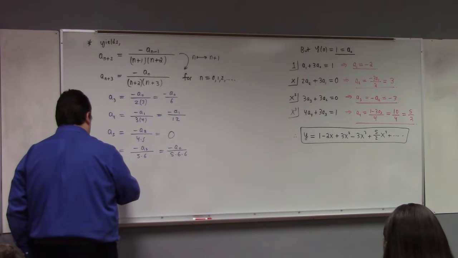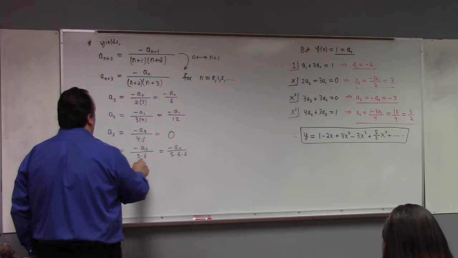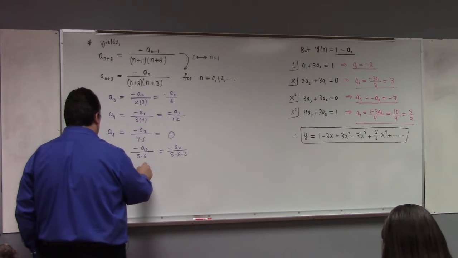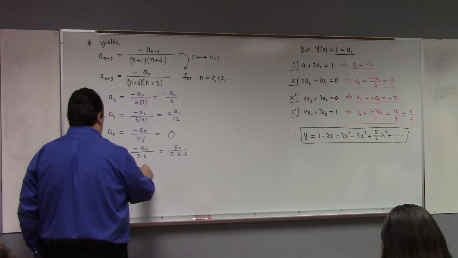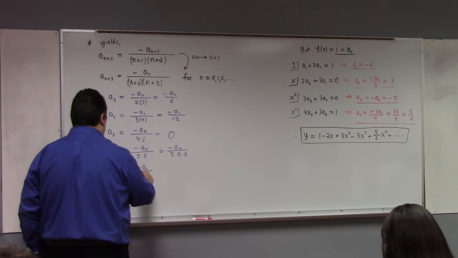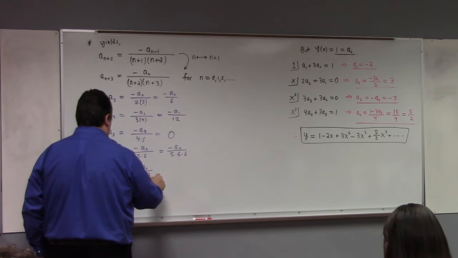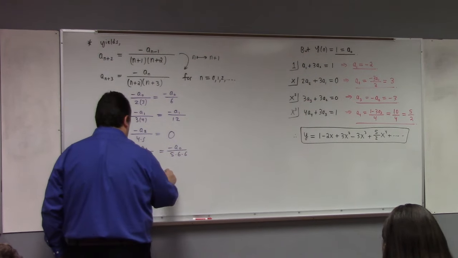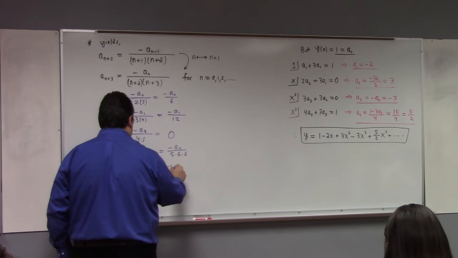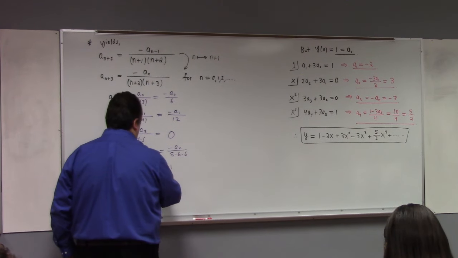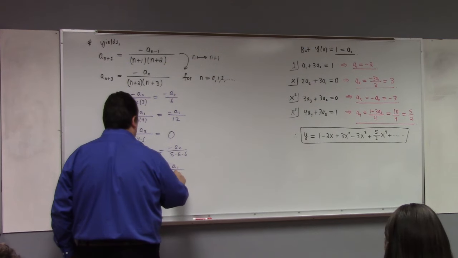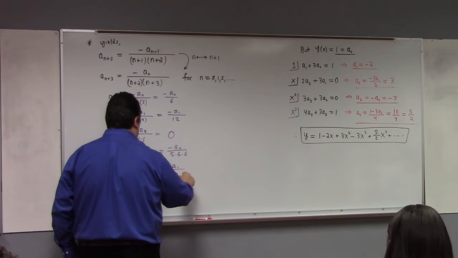A sub 7. Let's see here. Minus a4 over 6 times 7, which was minus 1, which is a1 over 6 times 7 times 12.